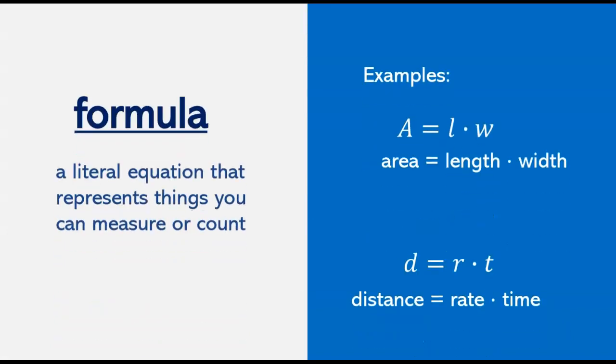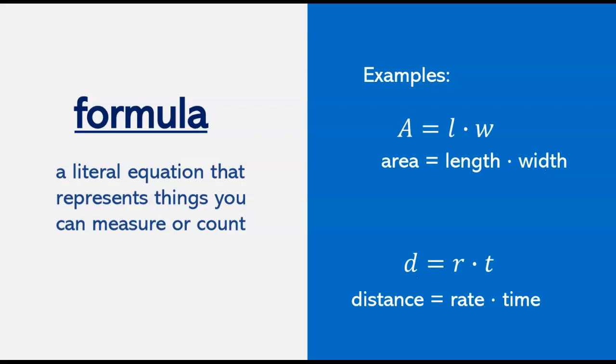And then one other vocabulary term here, a formula is a particular type of literal equation. A formula is when we have variables that represent things you can count or measure in real life. So again, area equals length times width. You can measure the length of a rectangle, and you can measure the width of a rectangle. And then you can multiply them both together to get the area.